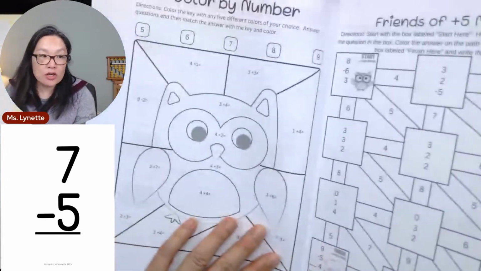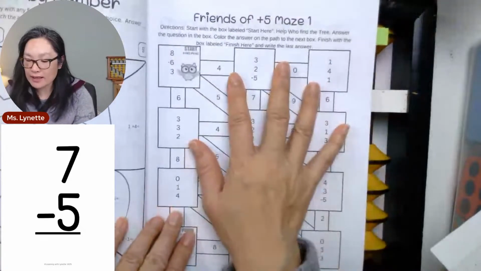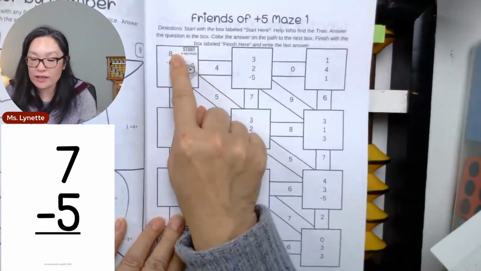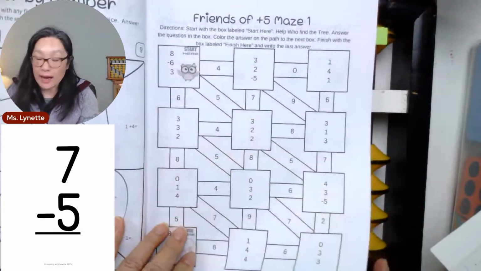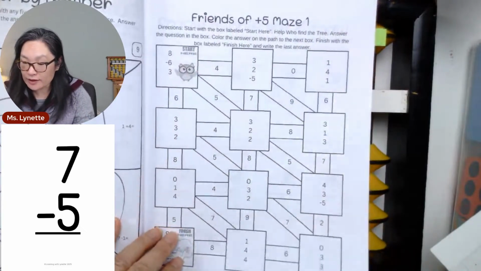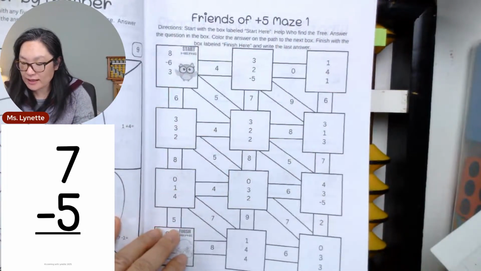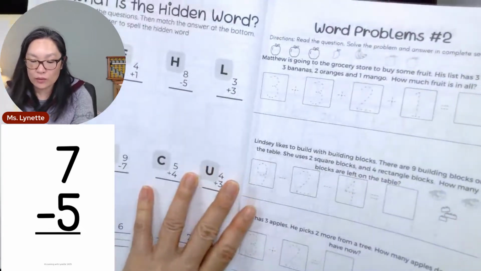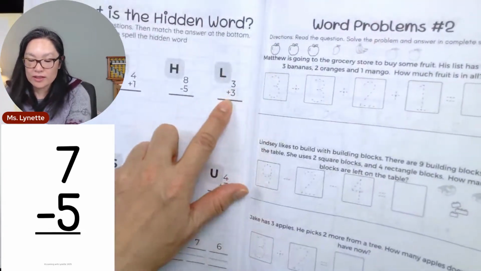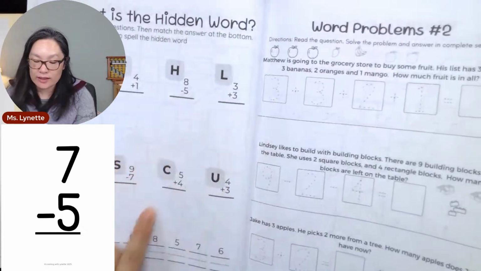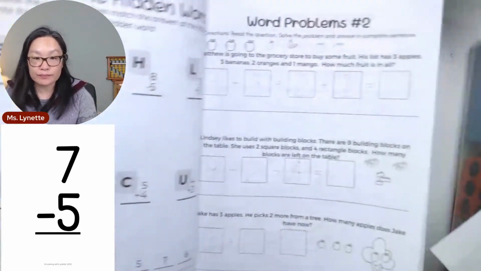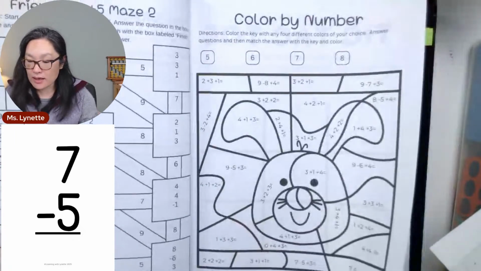like how to utilize the 2, and then we go into color by number. So I have a color by number, and then I have a maze, and here they have to answer the maze, and whatever the answer is, that's the path that they go. This was a good exercise for the kids, an activity. And then I have more word problems and the hidden word. What the hidden word is, you have to find what the answer is, and then whatever the answer is, put it down here. So that's what that is.